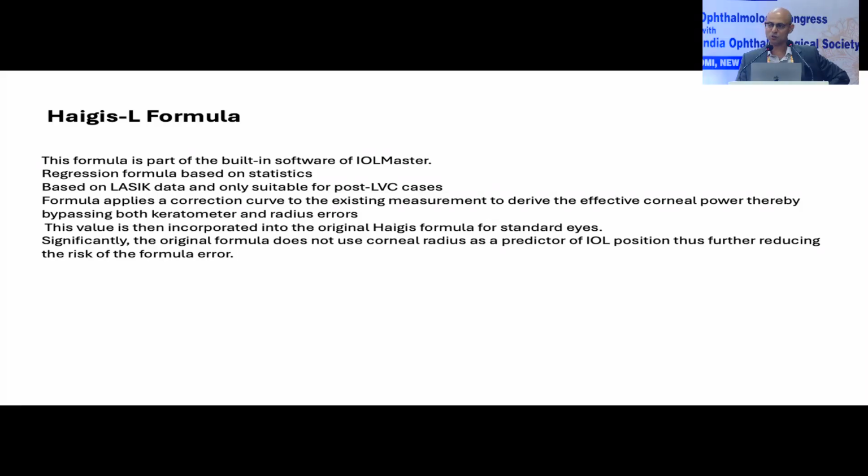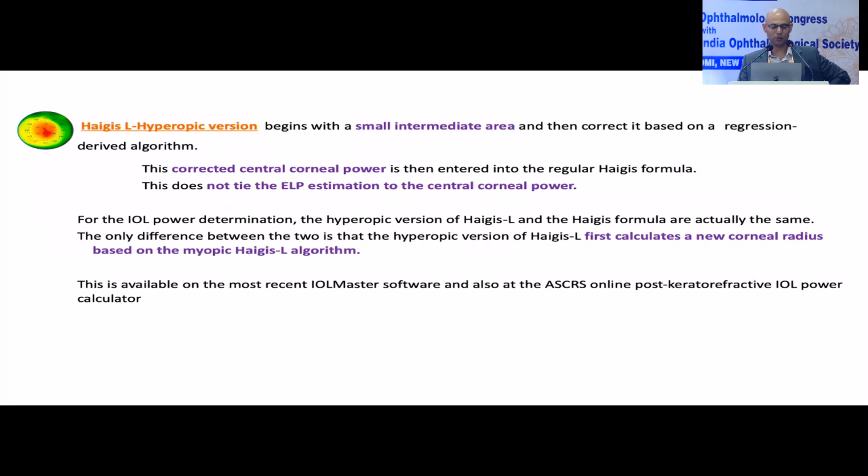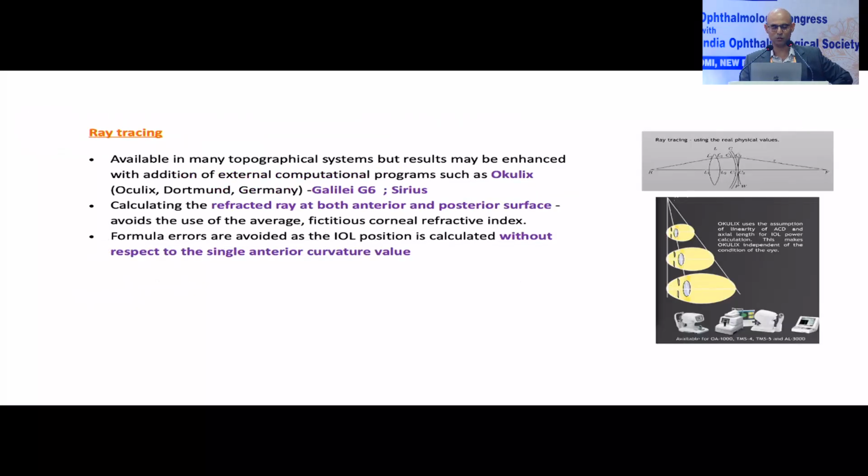The Haigis-L formula is built-in software in the IOLMaster, which uses a regression approach based on statistics from LASIK data, and is only suitable for post-laser vision correction cases, not for RK. Basically it applies a correction curve to the existing measurements to derive the effective corneal power, which is then inputted into the Haigis formula and the IOL power calculation. Similarly, recently they have also developed a hyperopic version which also works reasonably well, and it's a useful tool, because in these cases we always used to struggle earlier.